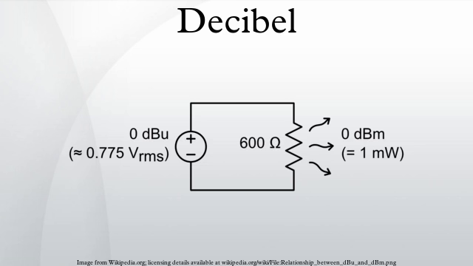dBu can be used regardless of impedance, but is derived from a 600 ohm load dissipating 0 dBm. The reference voltage comes from the computation. In professional audio, equipment may be calibrated to indicate a 0 on the VU meters some finite time after a signal has been applied at an amplitude of +4 dBu.